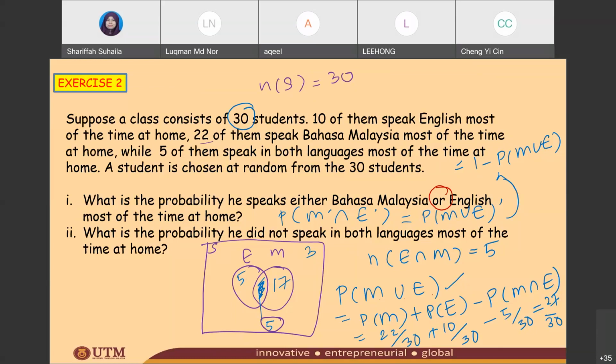Okay, so we already have this. M prime intersect E prime is just M union E prime. So 1 minus the probability. Okay, we already got the probability of M union E, so again 3/30. So that is the concept in the additive rule of probability.